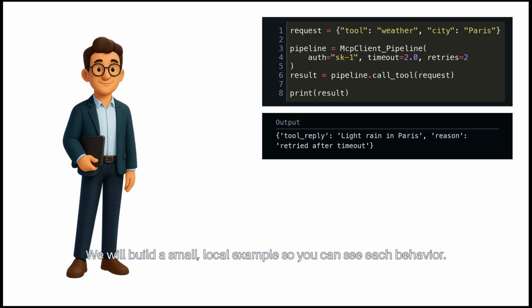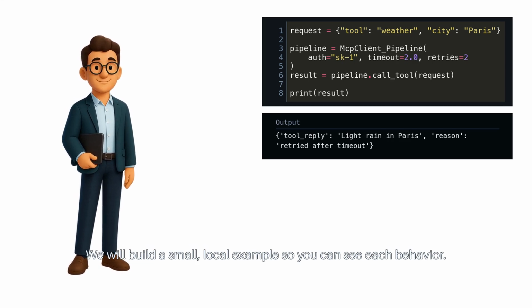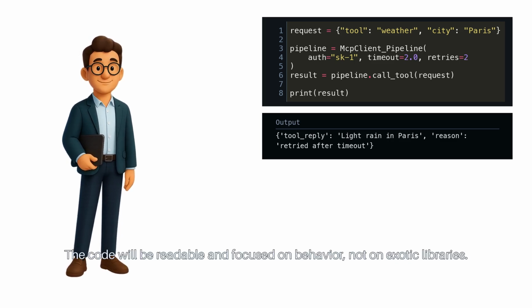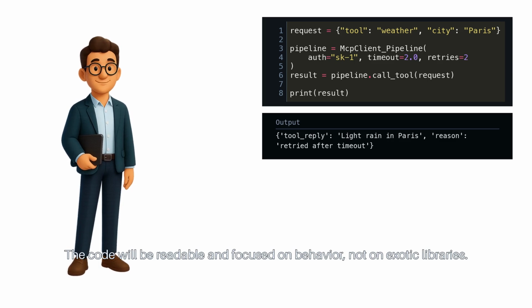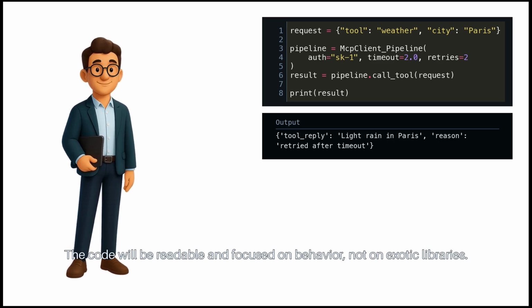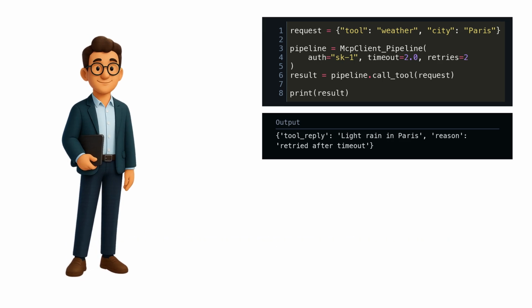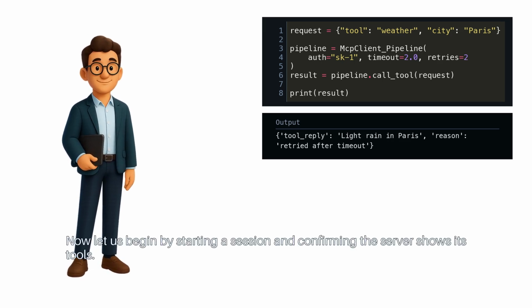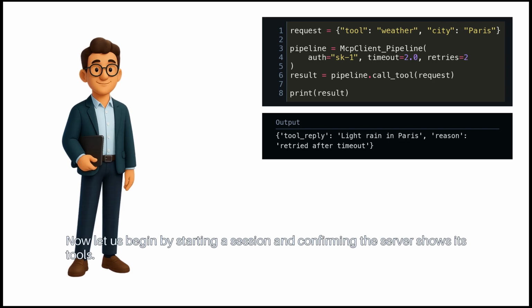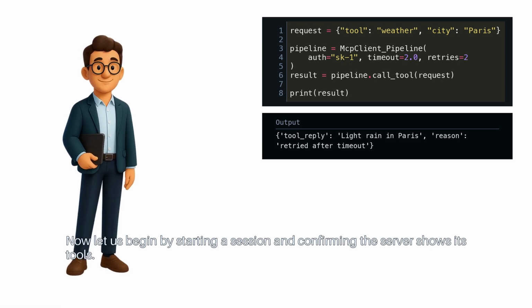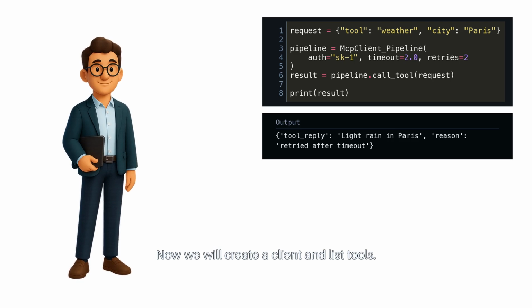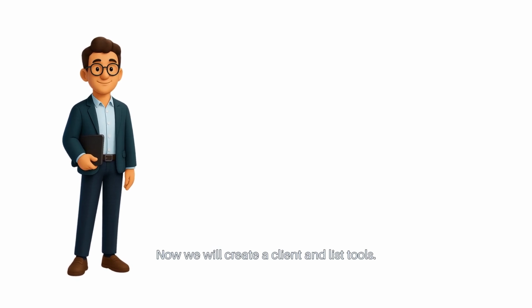We will build a small local example so you can see each behavior. The code will be readable and focused on behavior, not on exotic libraries. You will see how timeout values and retry limits change outcomes in predictable ways. Now, let us begin by starting a session and confirming the server shows its tools. Now, we will create a client and list tools.